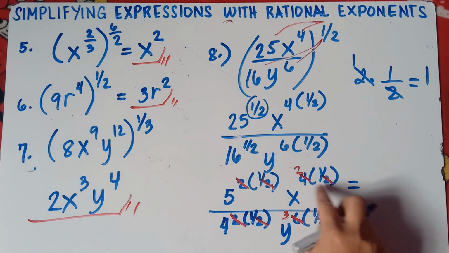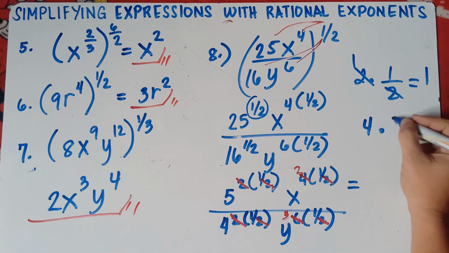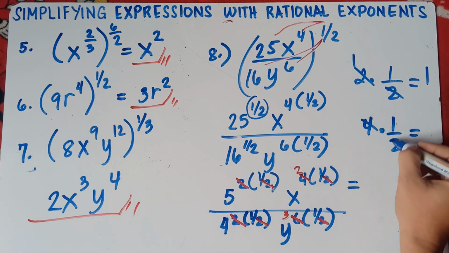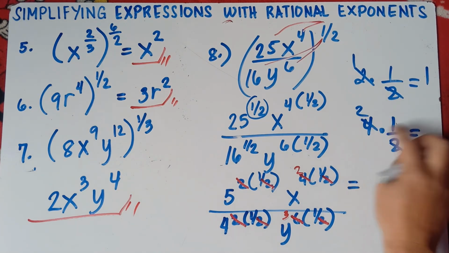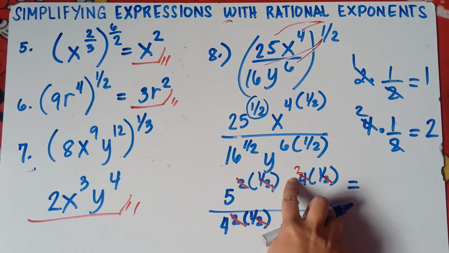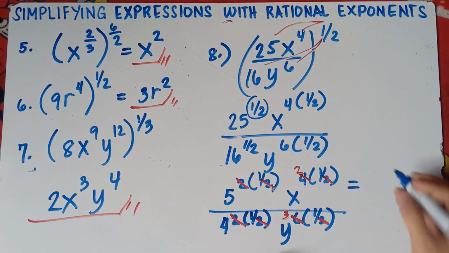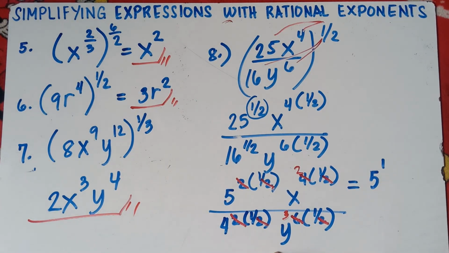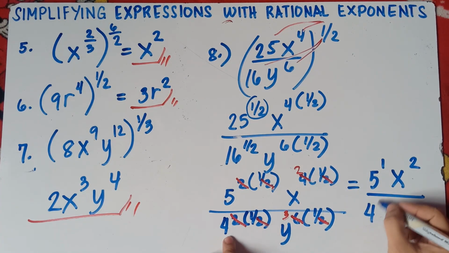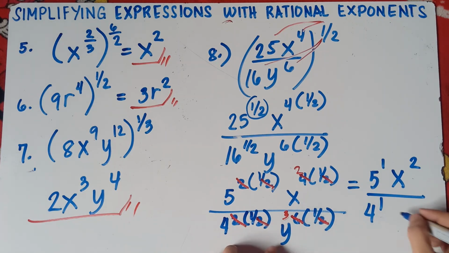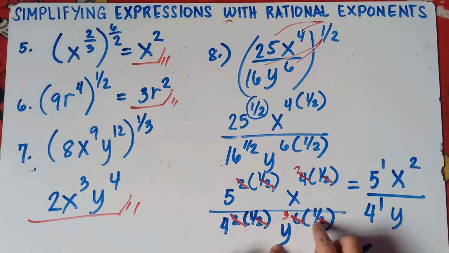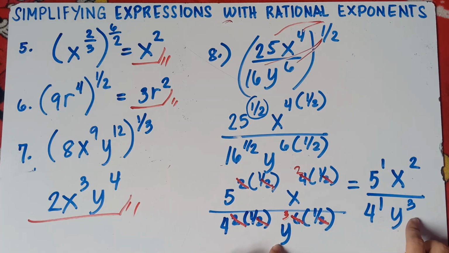And this one, 4 times 1/2. So 4 divided by 2, that is 2. 2 times 1, that is 2. So that's why I have 2, class. I hope you got this one, class. So this will be 5 raised to the power of 1. Then x raised to the power of 2. 2 times 1, that is 2. Then 4 raised to the power of 1. So we still have 1. Then y raised to the power of 3 times 1, that is 3. So 6 divided by 2, that is 3. So we still have 3.